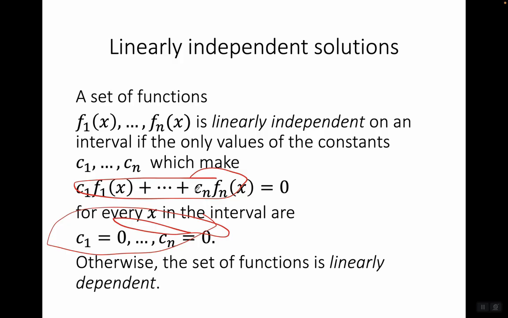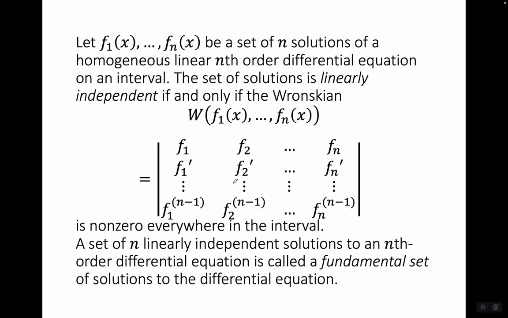If the only values of c1, c2, and so on which make the left side 0 are c1 = 0, c2 = 0, etc., then we say the set is linearly independent. But if there are values of c1, c2 that aren't all 0 that make the left side equal to 0, we say the set is linearly dependent.